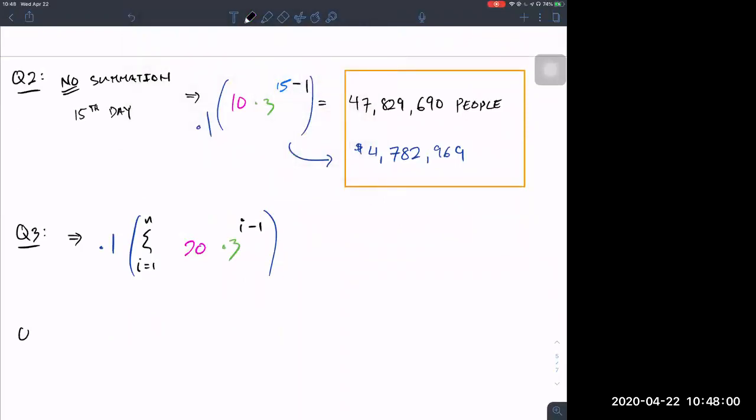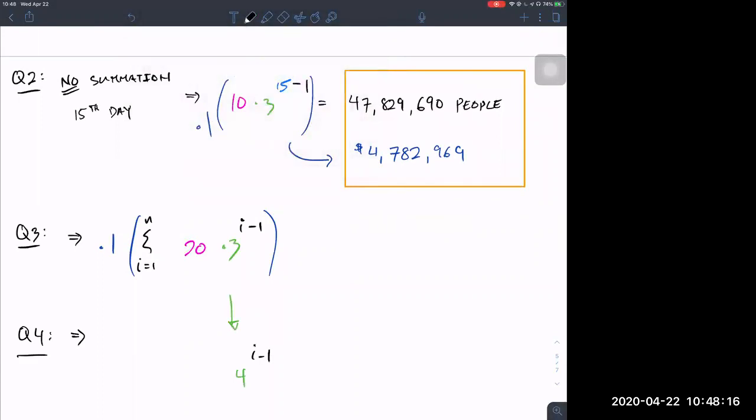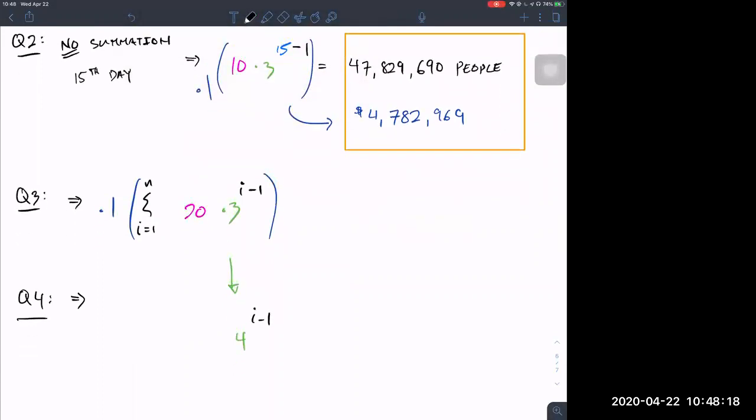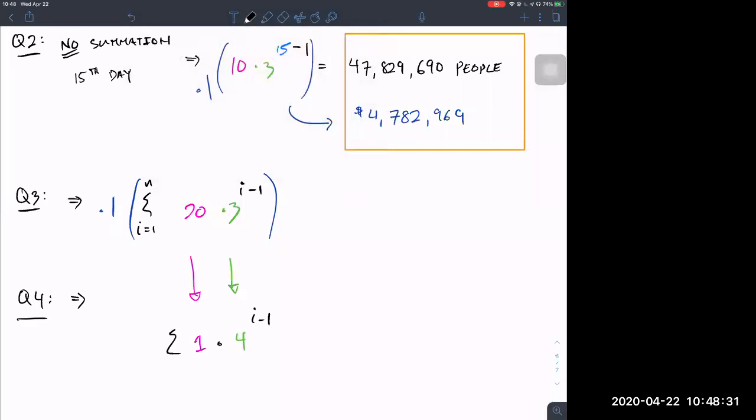4, it tells you that, suppose for the third month, research suggests a published post reaches 4 new people the next day. So that means instead of 3, you're going to 4 now. 4 to the i minus 1. But then I also say, suppose for the first day, your published post reaches only 1 person. So now we go from 20 to 1, right? And this is how your model changes. 1 to n, and then remember, you're still multiplying by 10 cents there.